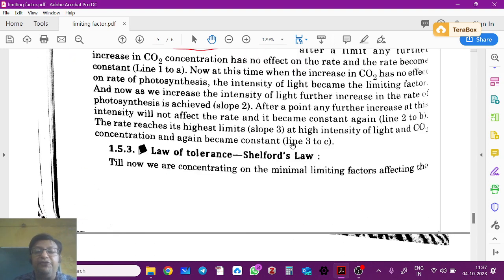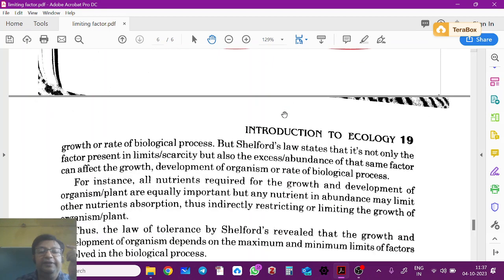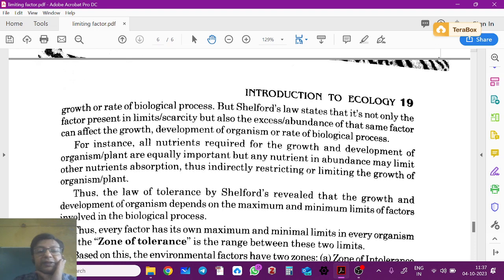Law of tolerance, Shelford's law. So till now what we were talking about was minimal factors affecting the growth rate of biological processes. But Shelford's law, what does it state? It states that it's not only the factor present in scarcity, but also the excess abundance of that same factor that can affect the growth and development of that organism.